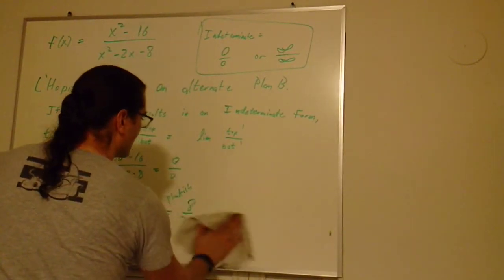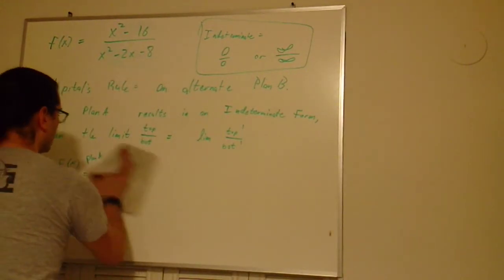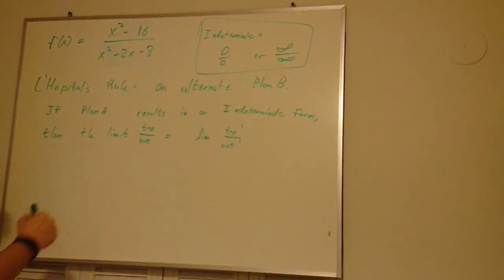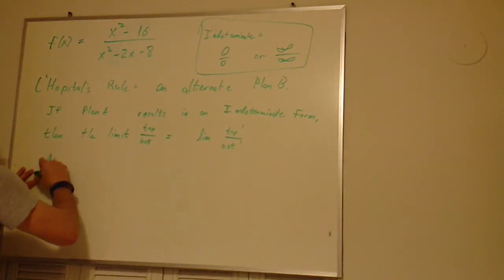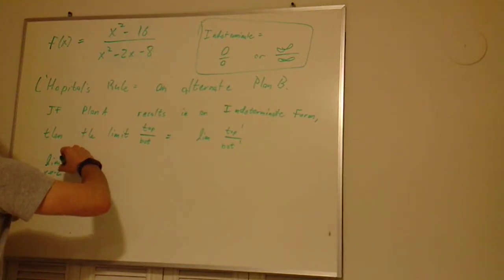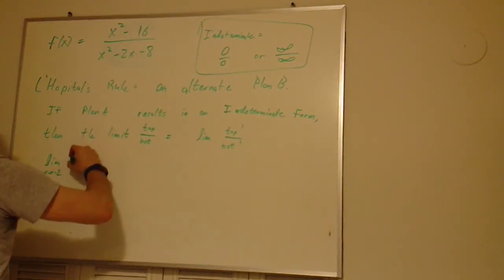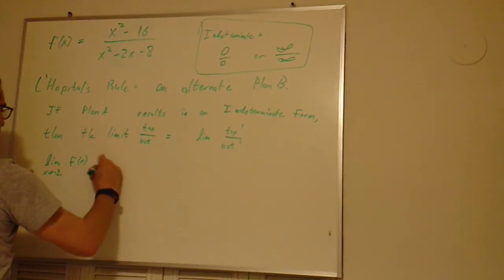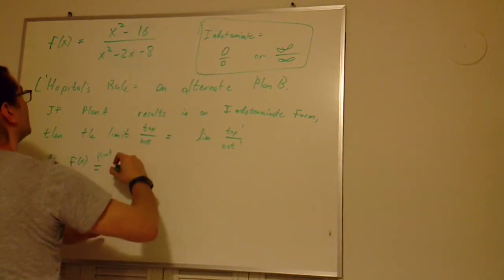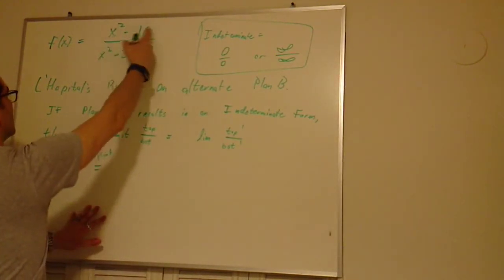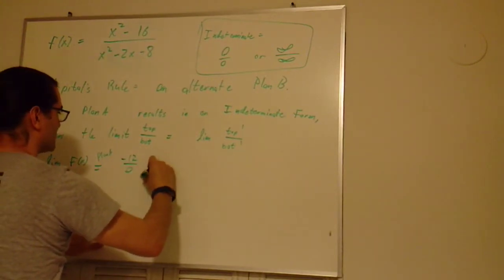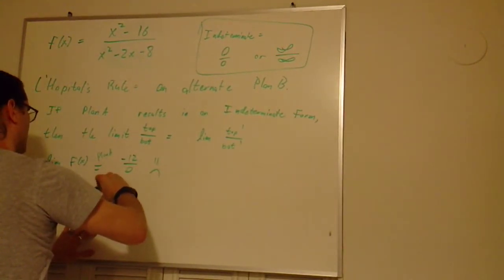Before, our plan C situation was the limit as x approaches -2 of f of x. When we plan A'd this, we got 4 minus 16, -12 over 0, which was no good. And then we plan B'd this.